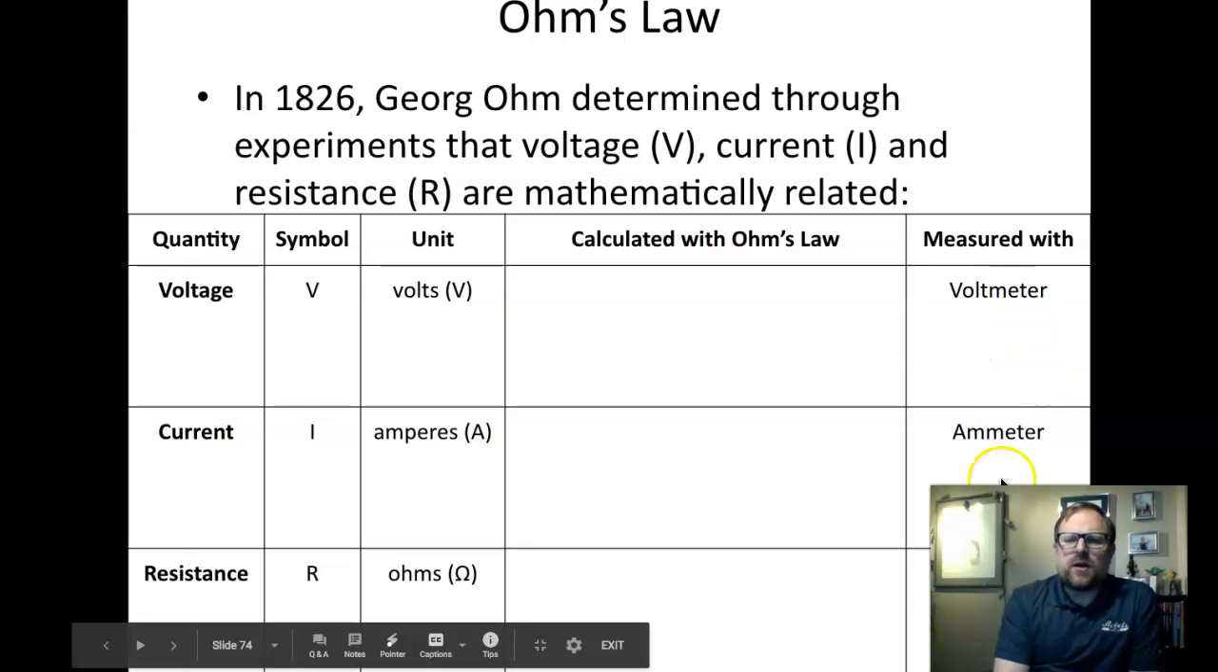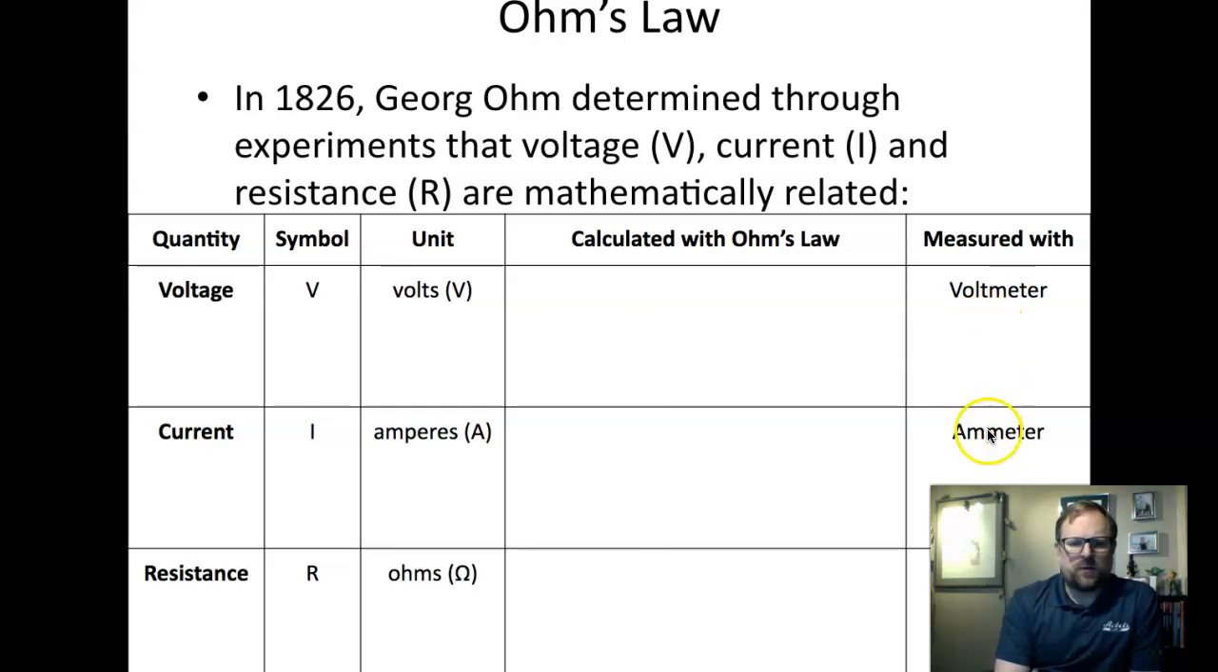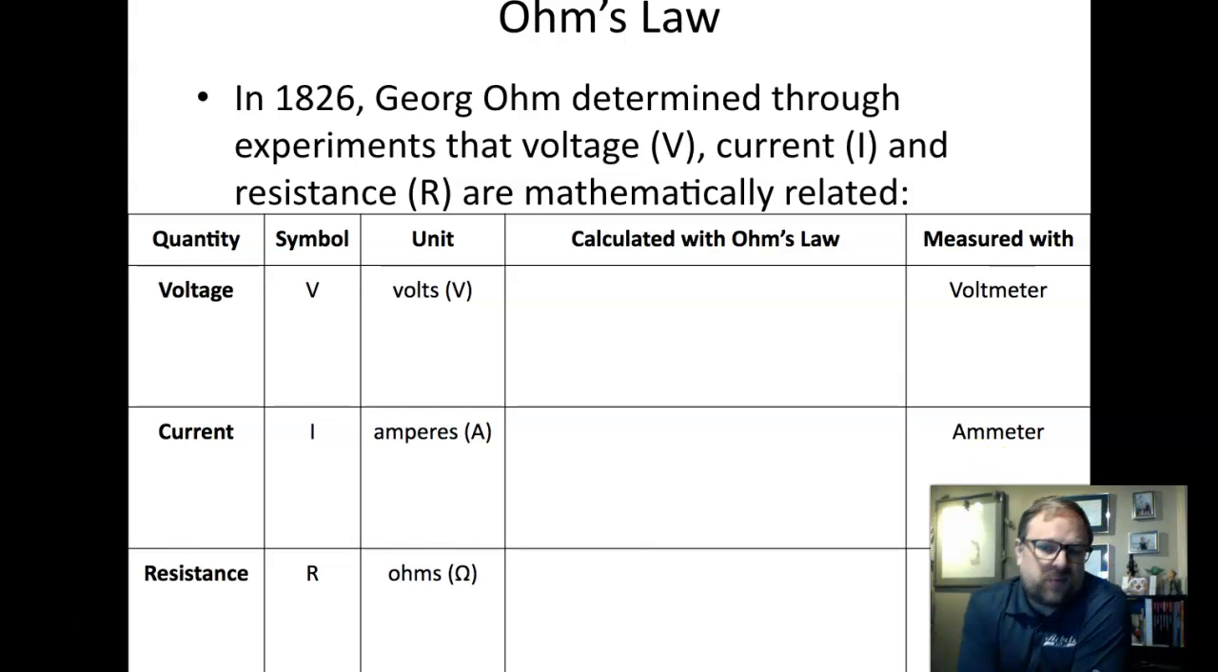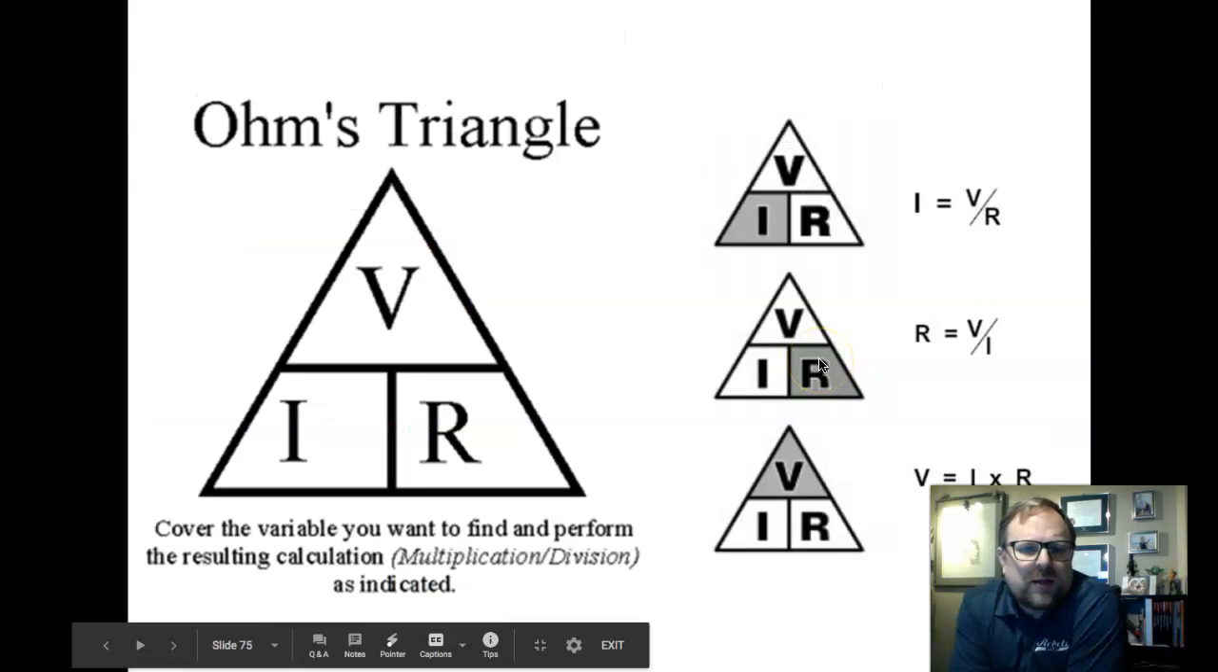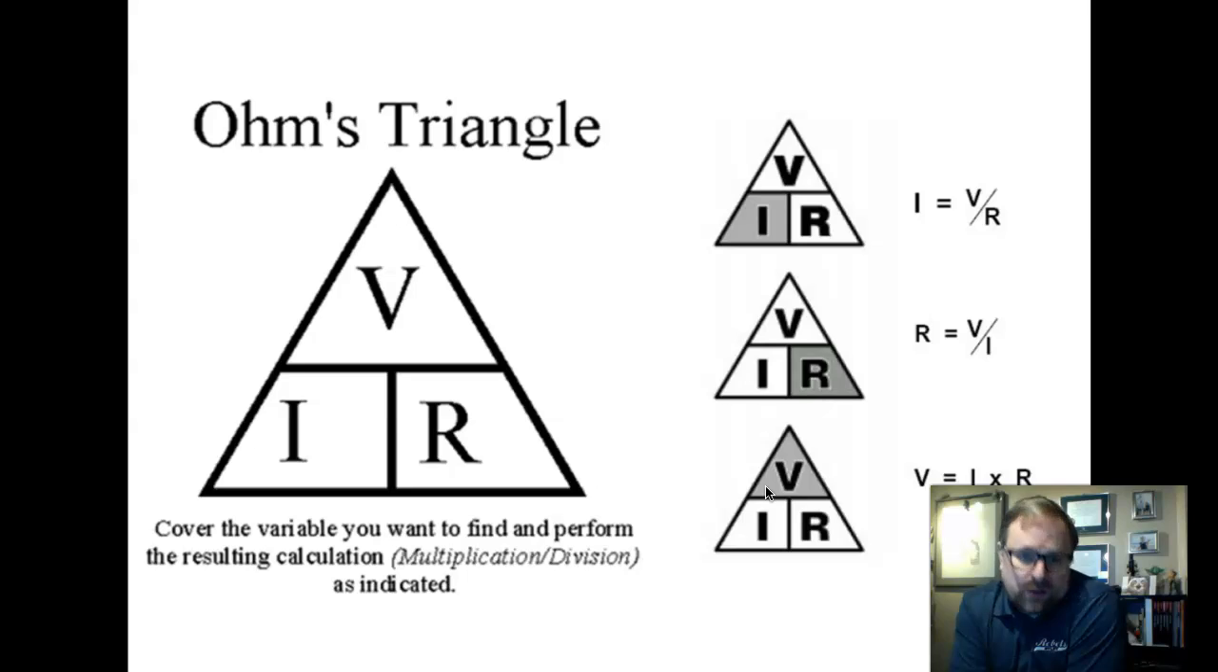And if we wanted a device to measure voltage, current, or resistance, we would use a voltmeter to measure voltage, an ammeter to measure current, and an ohmmeter to measure resistance. So those kind of make sense. I wanted to jump to this. This is Ohm's triangle. I'm going to give it to you. I hate triangles.